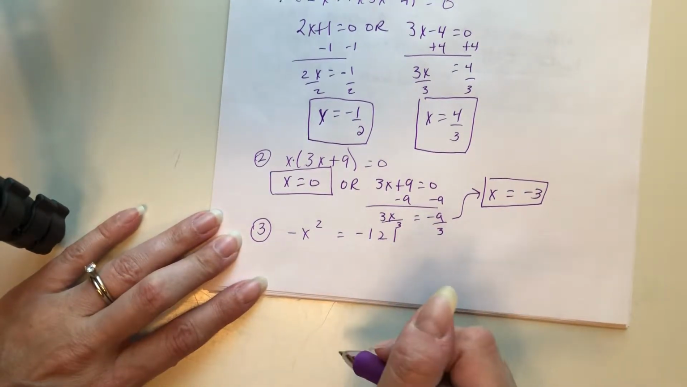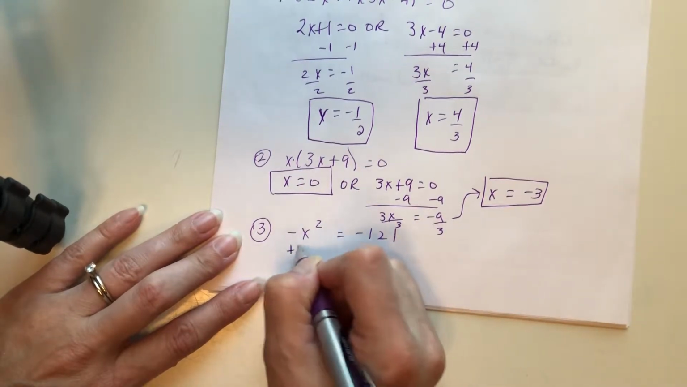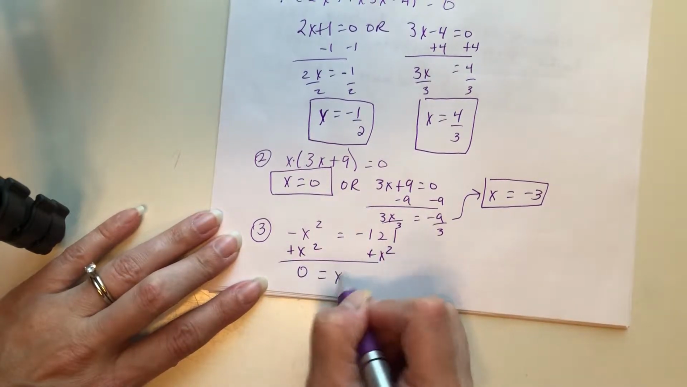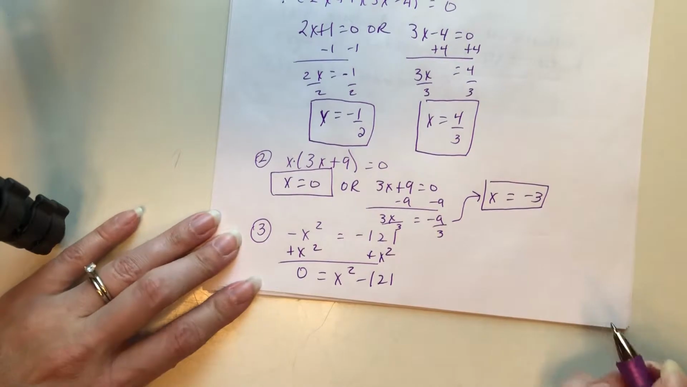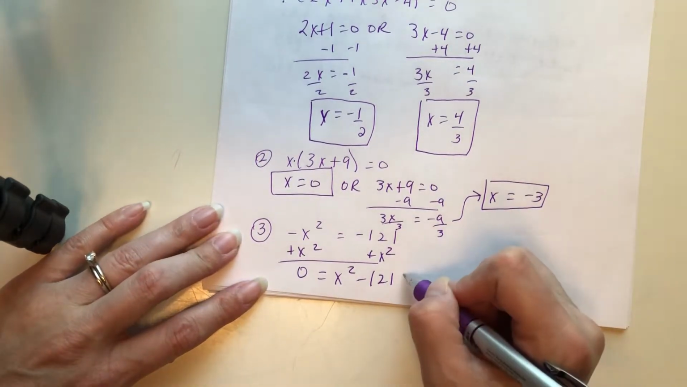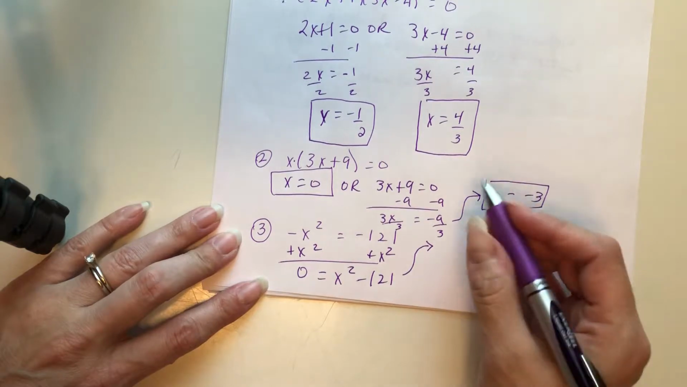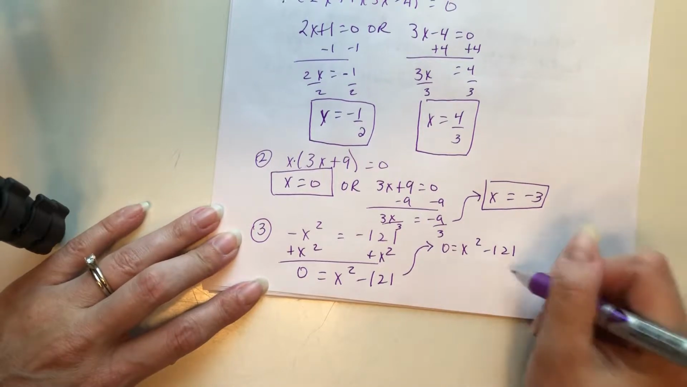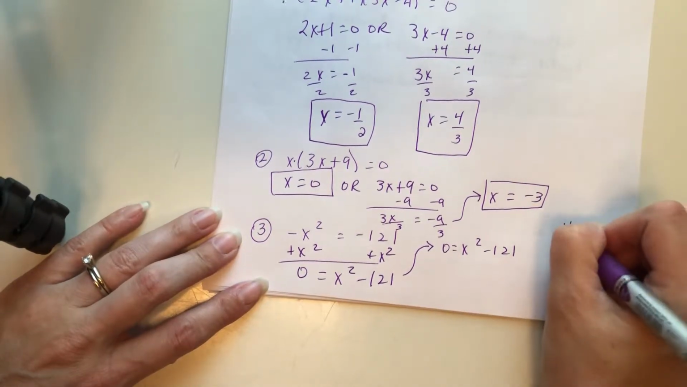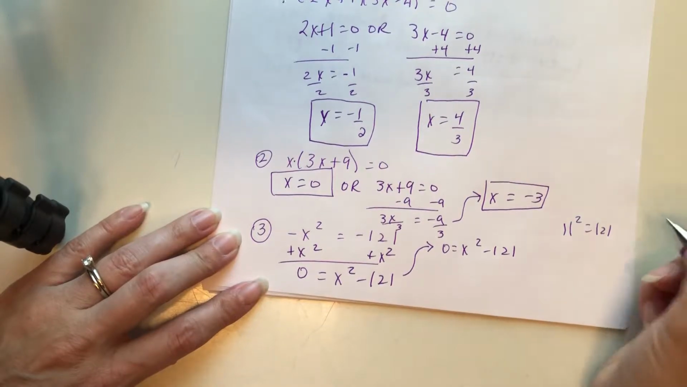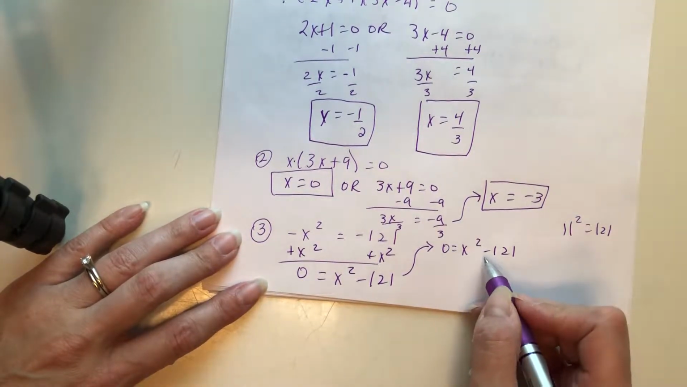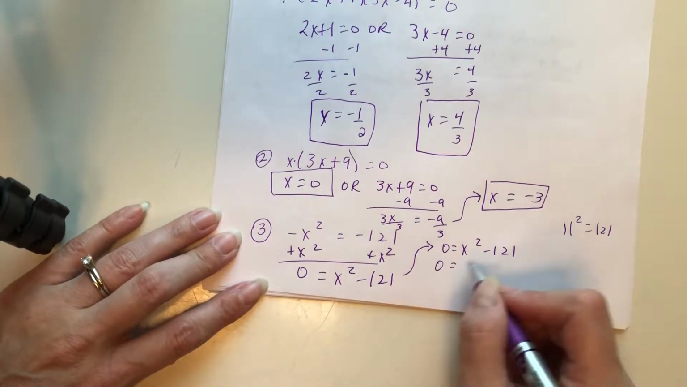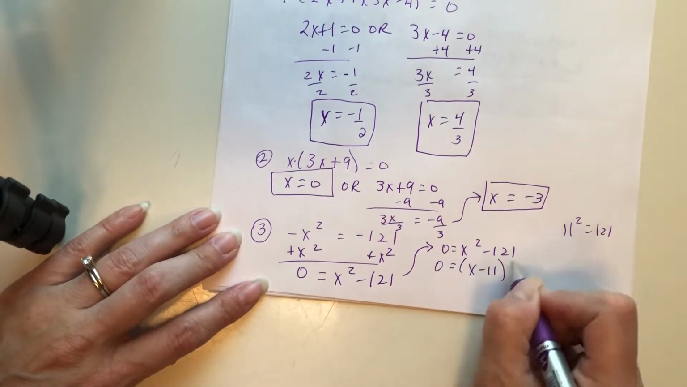I'm going to add x² to both sides because I don't want the x² term to be negative. So now I have 0 = x² - 121. Okay? x² - 121, I recognize 121 as a perfect square. Since 121 is a perfect square, it's 11², and this is being subtracted, I can use my difference of squares formula on this. So a is x and b is 11, so this will factor as (x - 11)(x + 11).